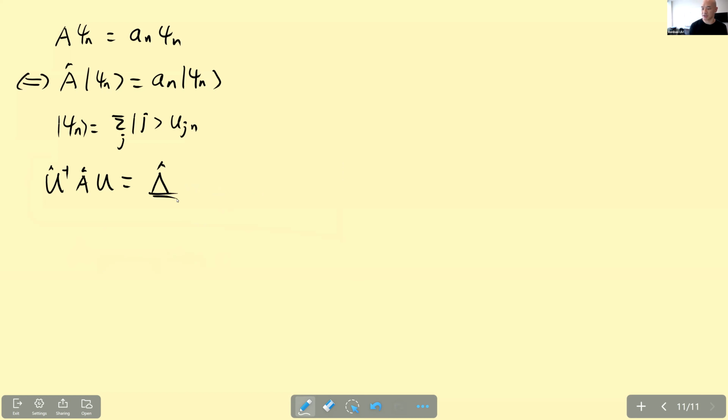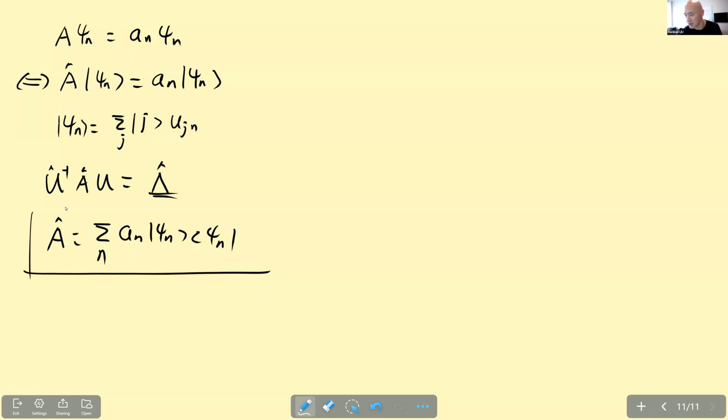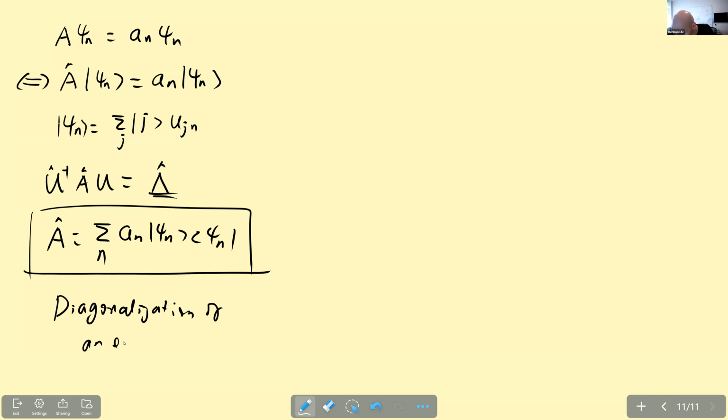This is the diagonal matrix. So that means A equals the summation of a_m |m><m|. So in this basis, this A is diagonal. That's called diagonalization of a Hermitian operator. Basically, if you find all the eigenstates of a Hermitian operator, we say that we have diagonalized this one. So that is what we have.